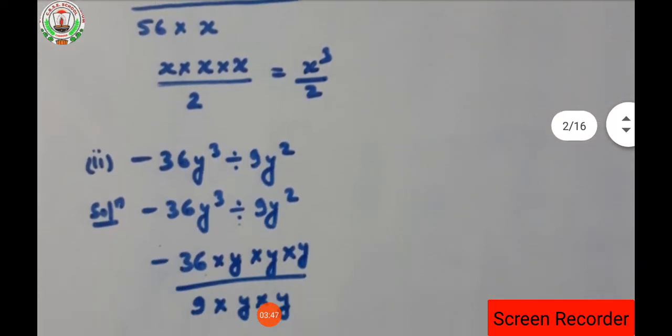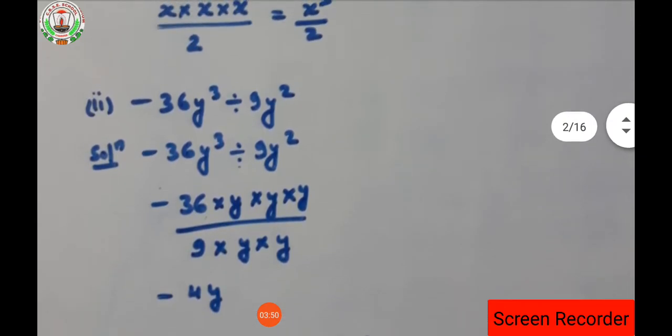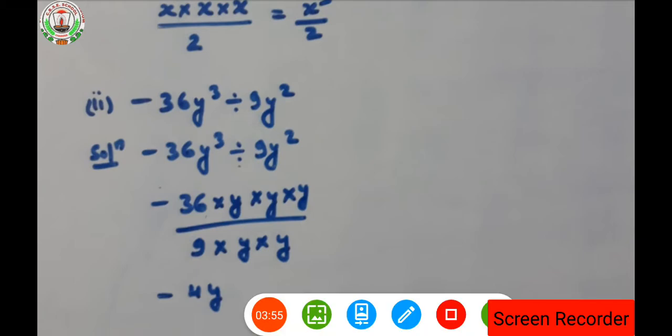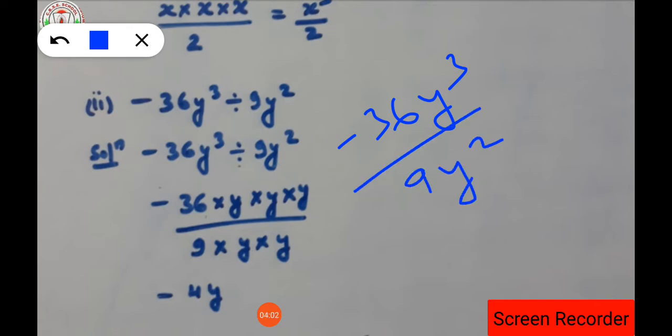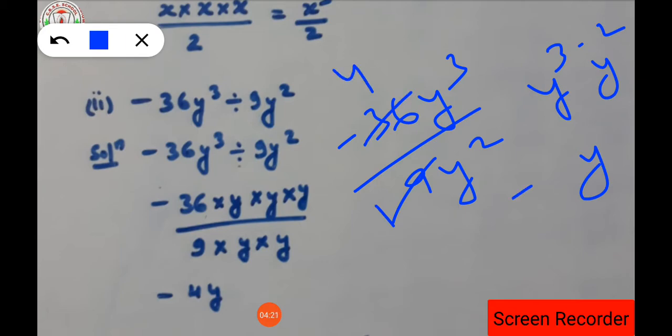Clear? Now the second part of question number 1, it says minus 36 y cube divided by 9y square. This we are having. So minus 36 y cube upon 9y square. If you are using the second method, that is laws of exponents, so it will be y to the power 3 minus y to the power 2. So only y is left because 3 minus 2 will be 1 itself and the power of 1 does not have any value, so it will be y itself. Clear? 9 ones are 9 and 9 fours are 36. So what is the answer for that?